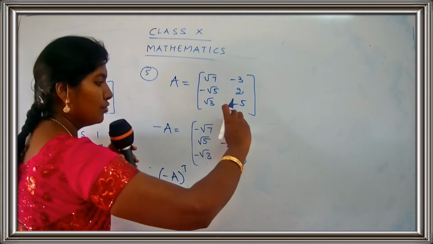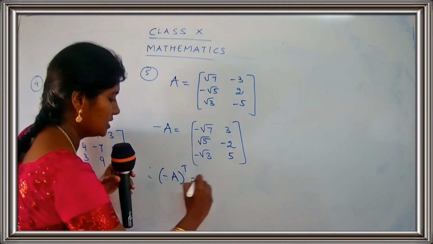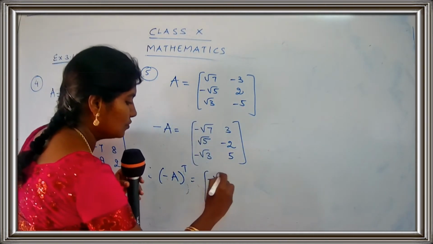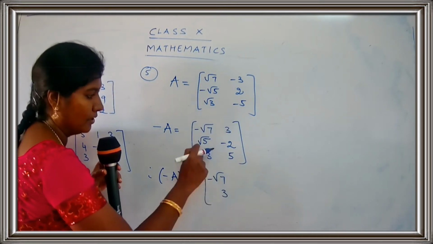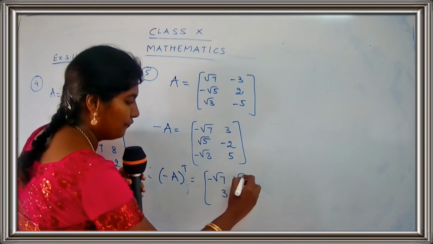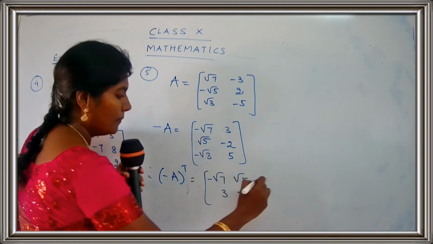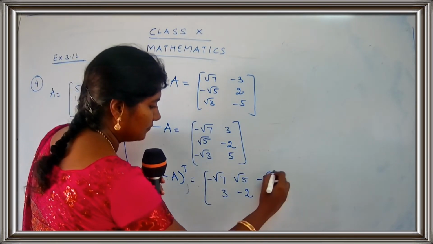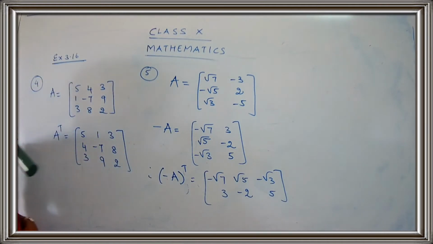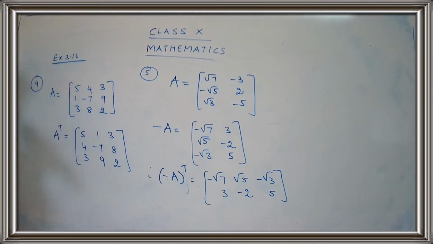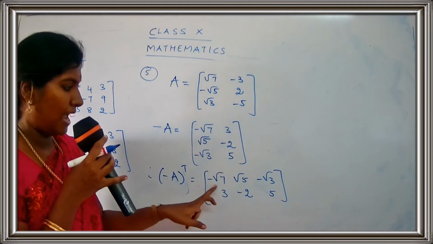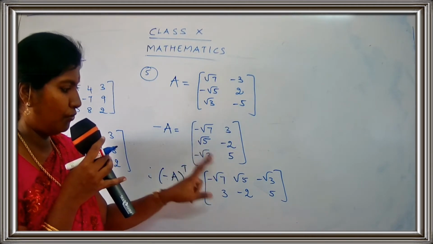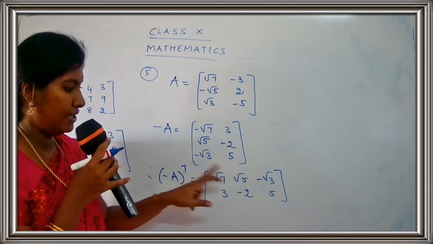Yes. The first row I am going to write as a column. So this is equal to minus root 7, 3. See, the sleeping numbers I am writing as a standing number. This is sleeping. So root 5, minus 2, minus root 3, 5. So this is minus A transpose. So interchanging the rows into columns: minus root 7, 3, root 5, minus 2, minus root 3, 5.